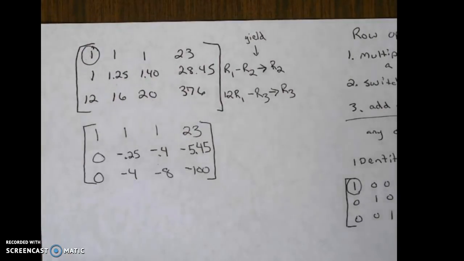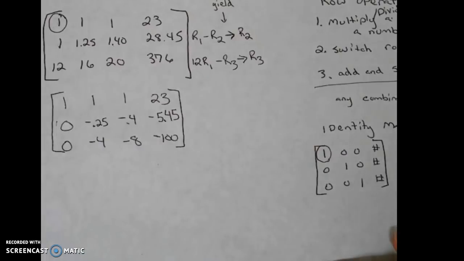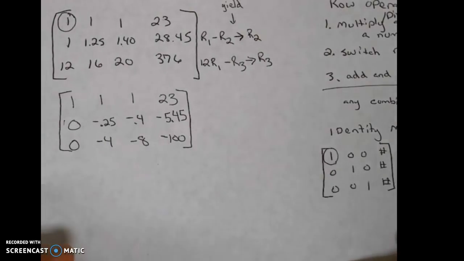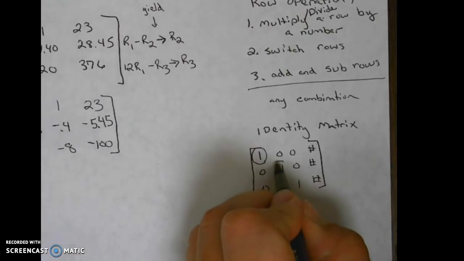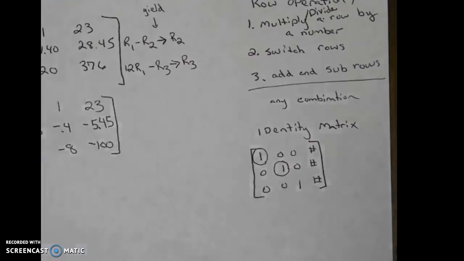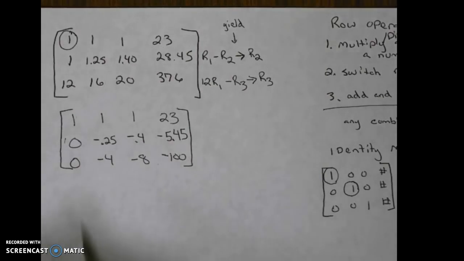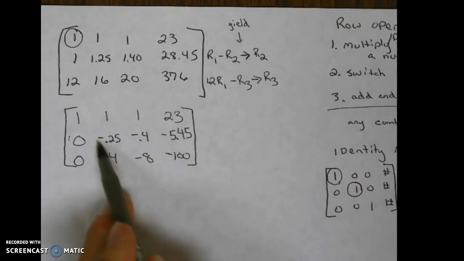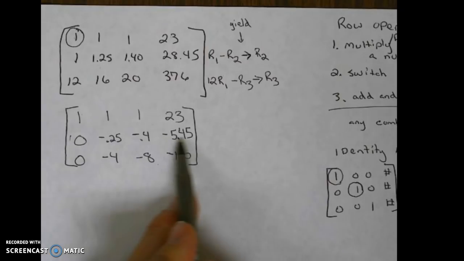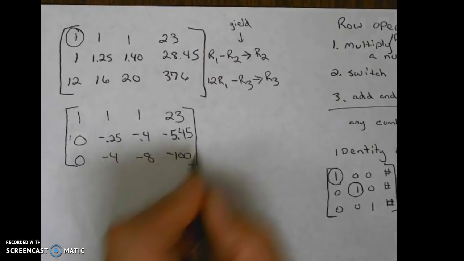Well, look at there. We've got our first column. Yay! We're 1/3 of the way there. All right. Next, we want to get the second one. So to get the second one, it's fairly easy to do. In order to get a 1 in this position, you would just divide this row by this number. Anything divided by itself is 1.